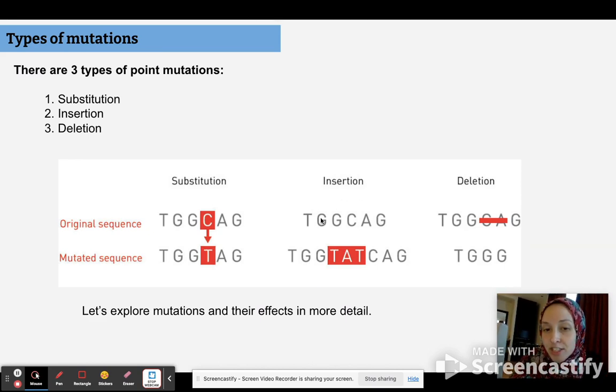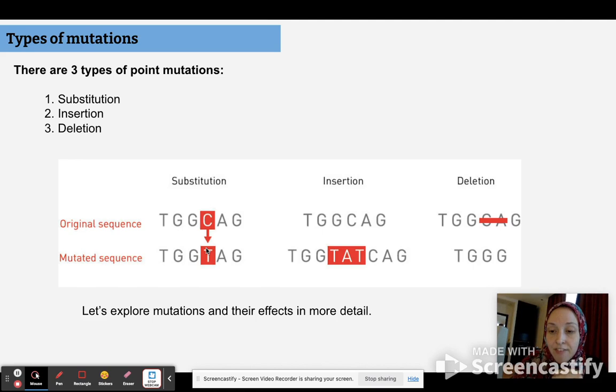Here we have insertion. This was my original DNA sequence, but the letters TAT, thymine, adenine, thymine, have been inserted into my DNA sequence, so it's an insertion. And deletion: here part of my DNA sequence has been deleted or removed. Which ones of these have the largest effect on the amino acid chain?